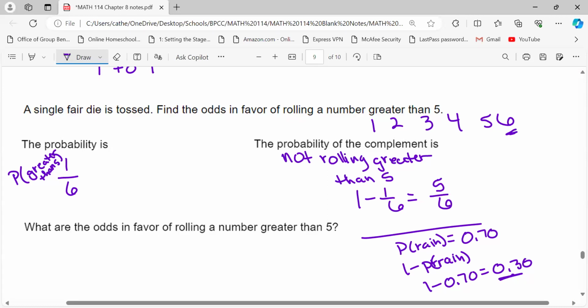All right, so what are the odds in favor of rolling a number greater than 5? So how many outcomes do we have that are greater than 5? We have 1, and that's a ratio of 1 to what we don't want. We don't want a 1, 2, 3, 4, or 5. So the odds in favor of rolling a number greater than 5 are 1 to 5. The probability is a ratio of what we want over the total, where the odds are a ratio of what we want to what we don't want, not the total.